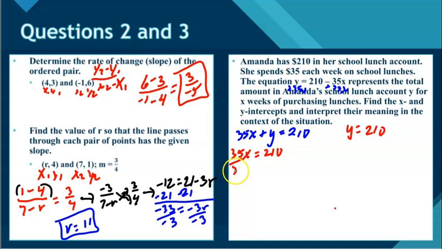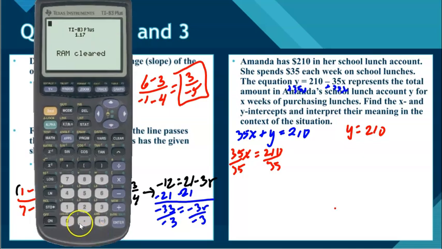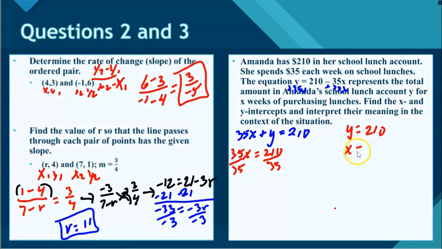And if I divide that by 35 on both sides, I can grab my calculator. And I would do 210 divided by 35. And that would give us 6. So x would be 6. So we found our intercepts.